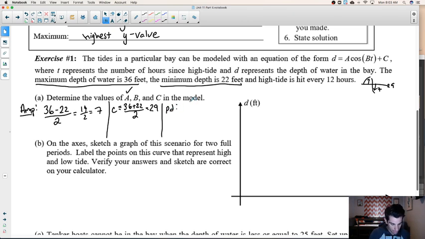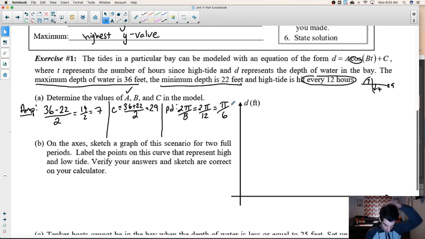Now, they're telling me in this question that every 12 hours is when you're going to complete your cosine, right? So your period would be 2 pi over b. So since the frequency is every 12 hours, you're going to be doing 2 pi over 12, or pi over 6, all right? So that gives us the A, the B, and the C.